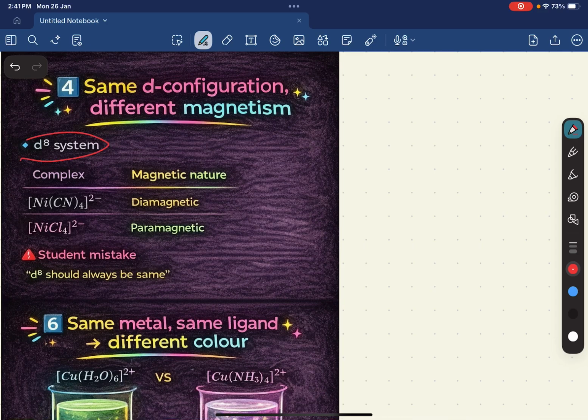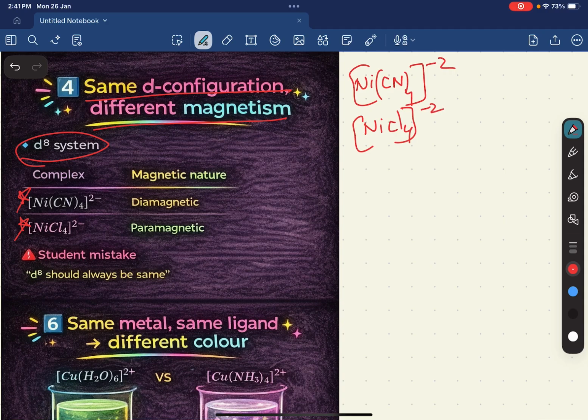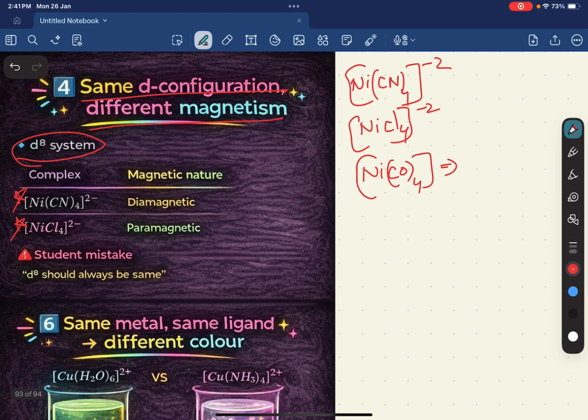So this is the next example, where the same configuration gives different magnetic property. This is most important, and even in 2025 the first paper had 3 questions related to these examples. The first one is [Ni(CN)4]²⁻, then [NiCl4]²⁻, and one more example is there, Ni(CO)4, students. So these also have different properties. Why is it like this? I have already uploaded a short video based on this. That's very important and very easy to follow.